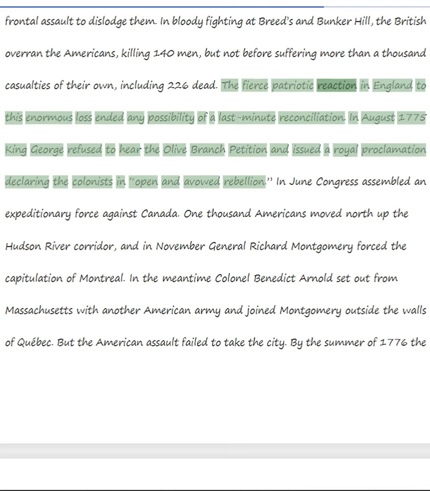The fierce patriotic reaction in England to this enormous loss ended any possibility of a last-minute reconciliation. In August 1775, King George refused to hear the Olive Branch Petition and issued a royal proclamation declaring the colonists in open and avowed rebellion.